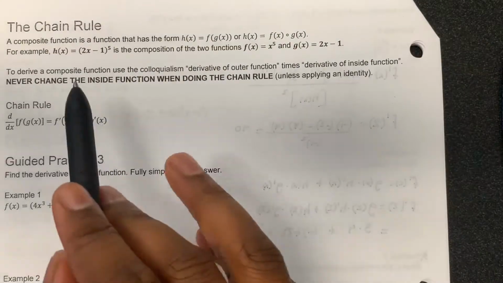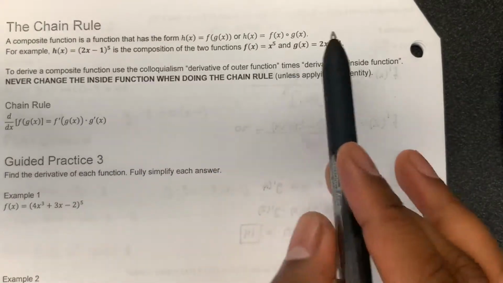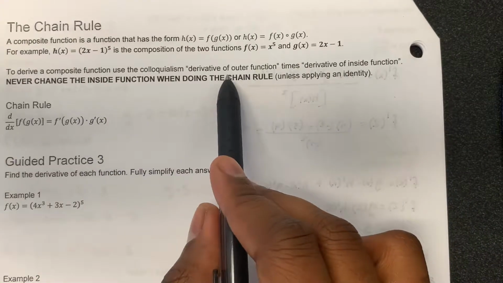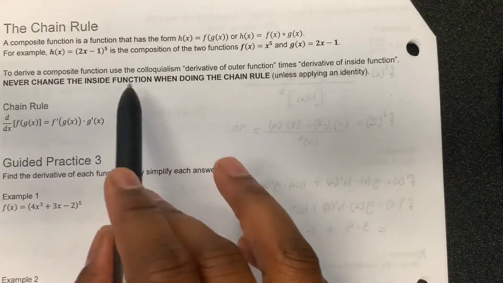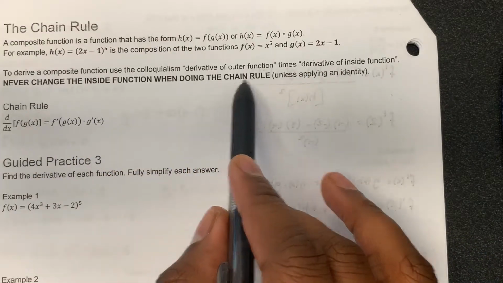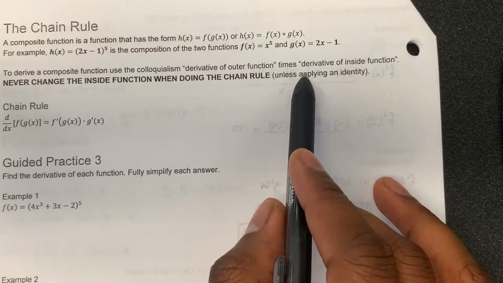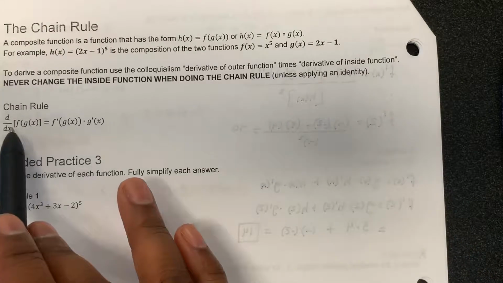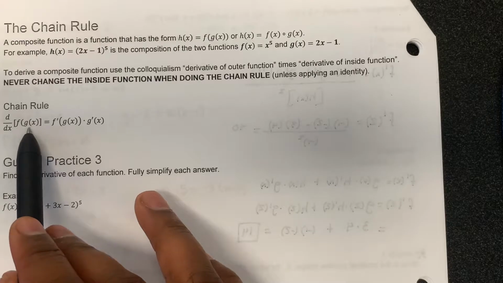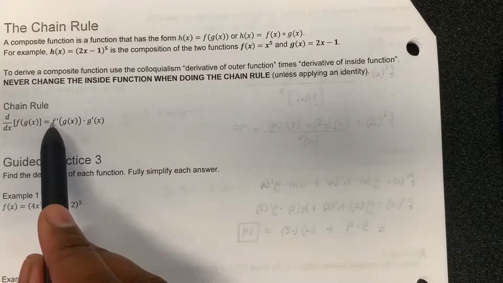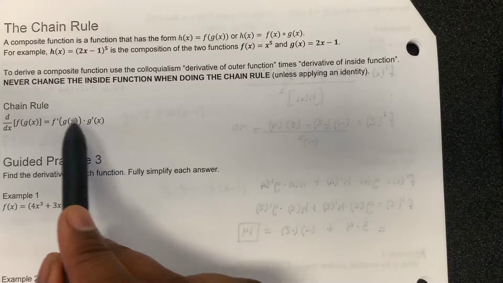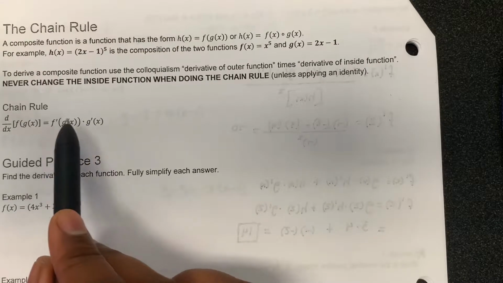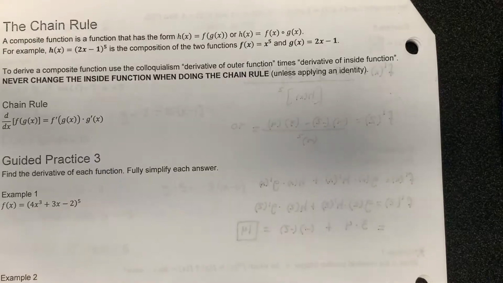So in class, we said to derive a composite function, we're going to do the derivative of the outer function times the derivative of the inside function. And we never change the inside function when we're doing this unless we're applying an identity. So if we have f of g of x, a composition of functions, the derivative is f prime of g of x times g prime of x, derivative of the outside times the derivative of the inside.